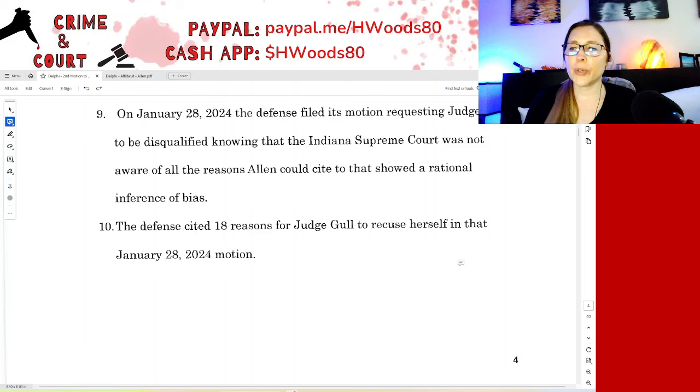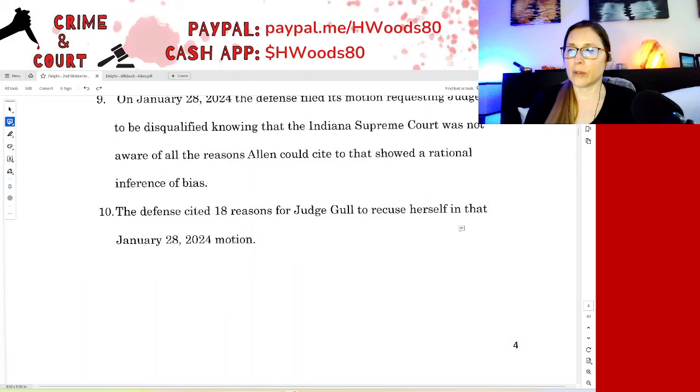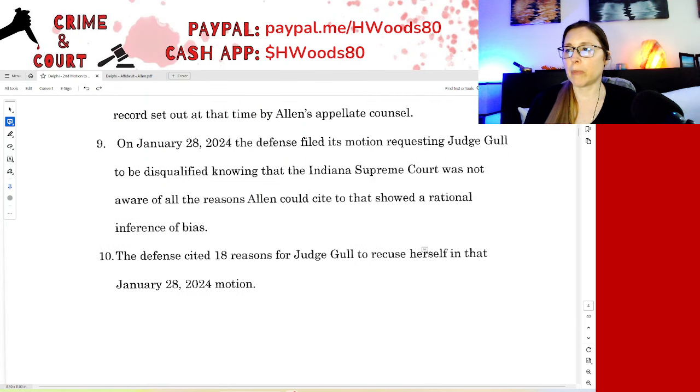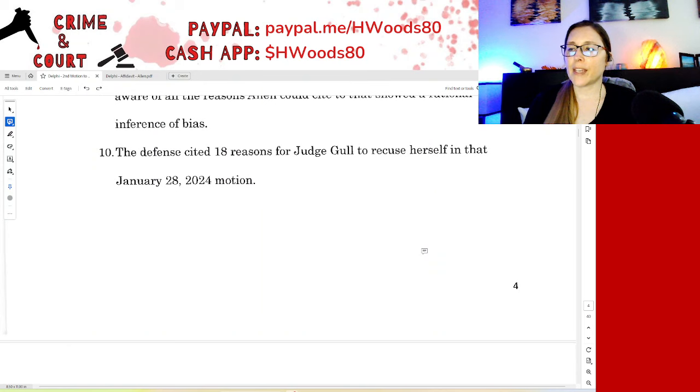Here's number 9. On January 28th, 2024, the defense filed its motion requesting Judge Gull to be disqualified, knowing that the Indiana Supreme Court was not aware of all the reasons Allen would cite that show a rational inference of bias. So, again, they didn't know that there were as many instances at the time when the Supreme Court made its decision.